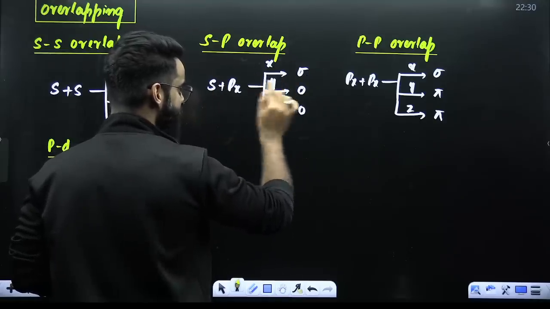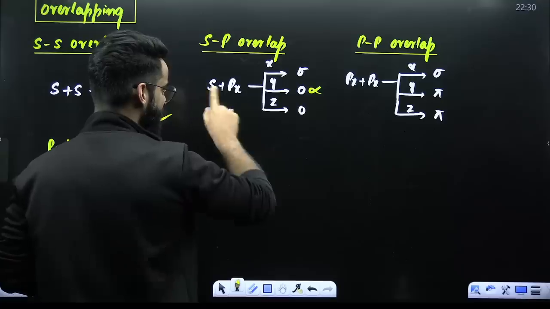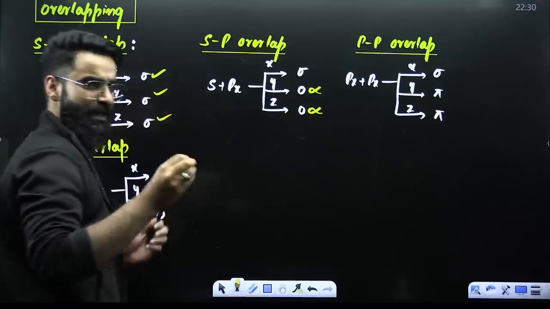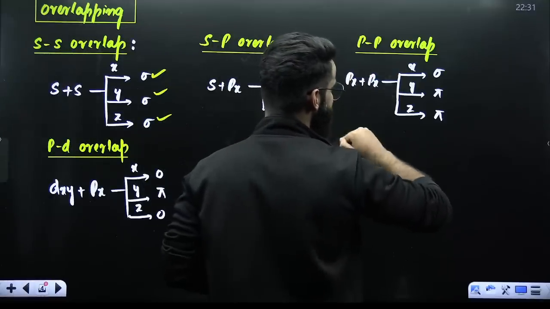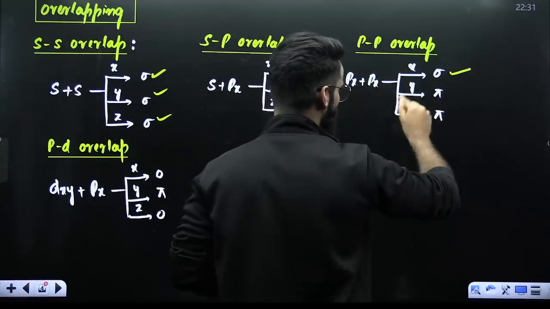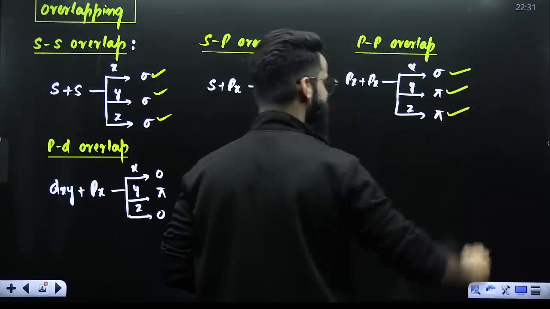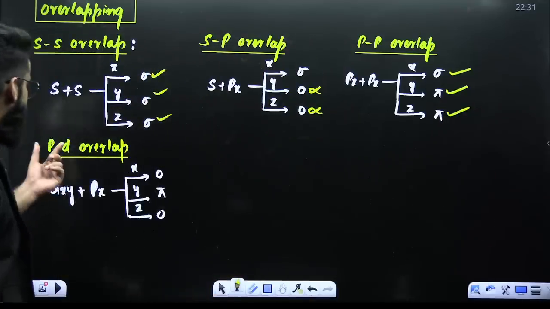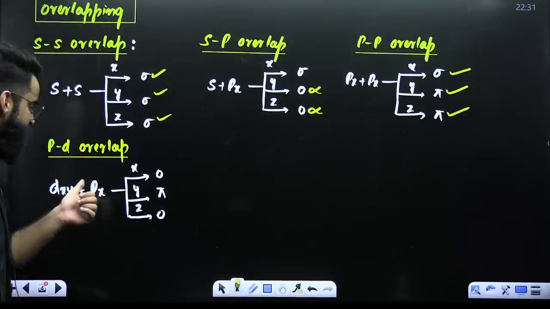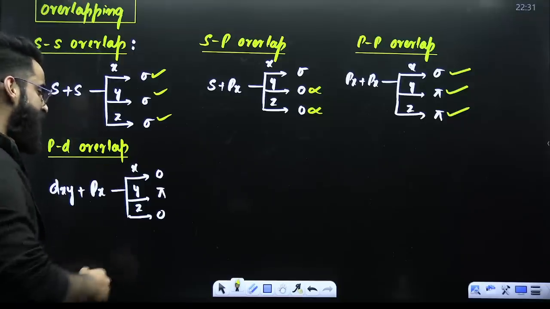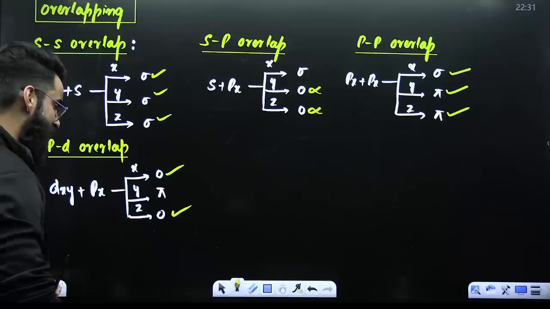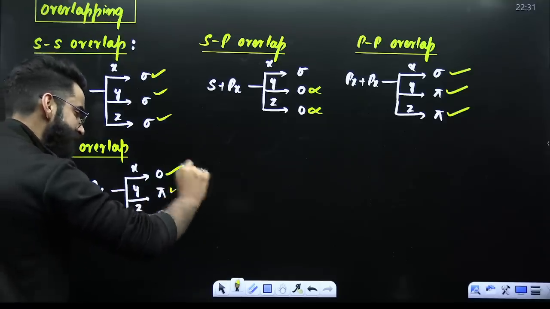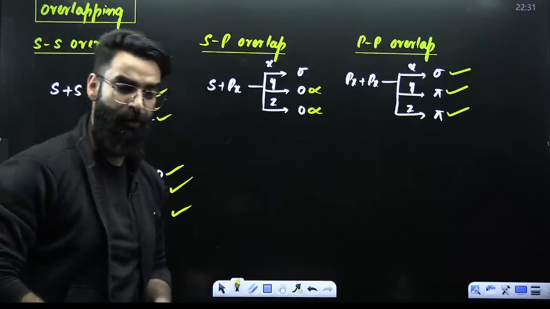If y is the internuclear axis, no bonding at all. If z is the internuclear axis, no bonding, no overlapping. Right? Similarly, your px and px, if x is the internuclear axis, sigma bond. Y internuclear axis, pi bond. Z internuclear axis, pi bond. Similarly, when it comes to your pd overlapping, your dxy and px, keeping x as the internuclear axis, zero overlapping. Keeping z as the internuclear axis, zero overlapping. Keeping y as the internuclear axis, it is going to lead to the formation of pi bond.